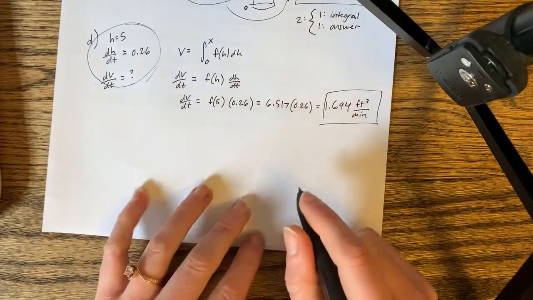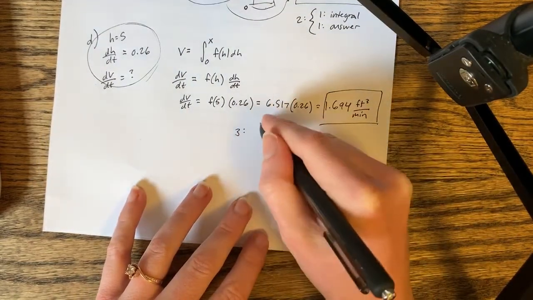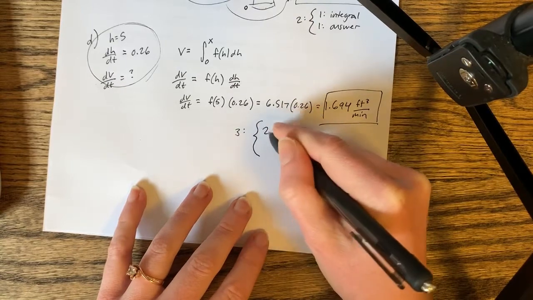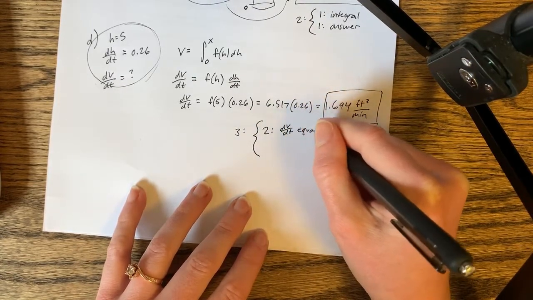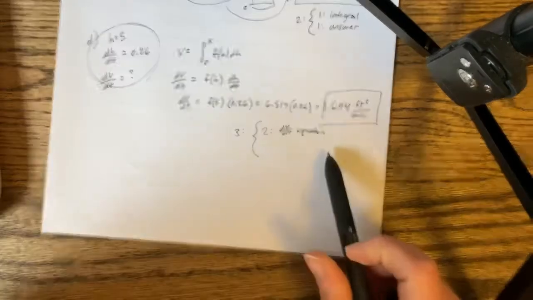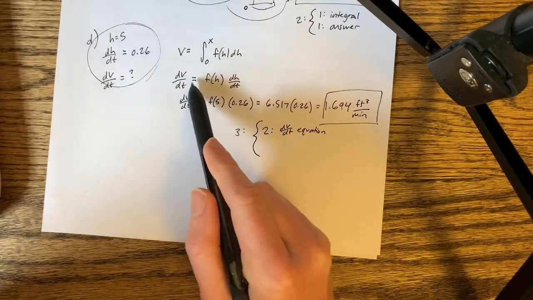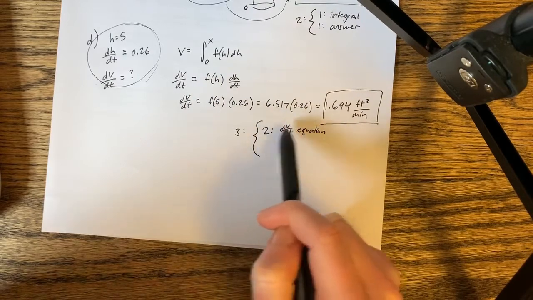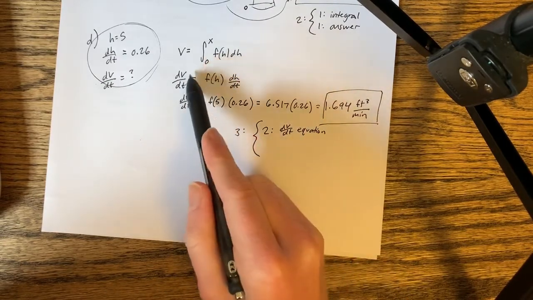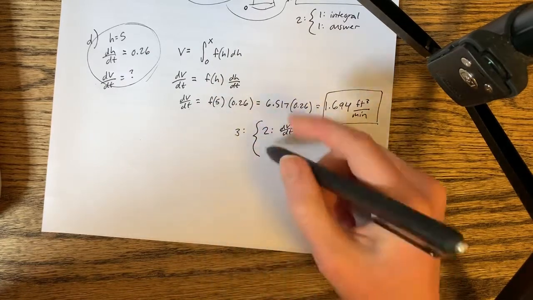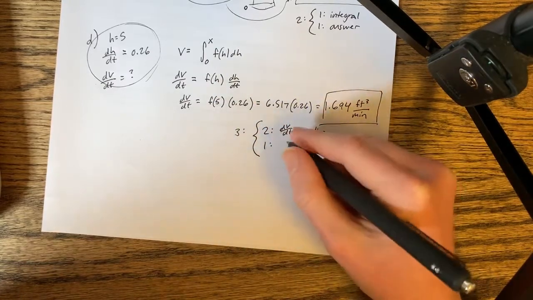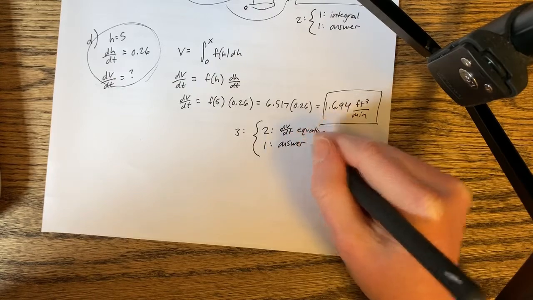Now this one was worth 3 different points, so you can score yourself. You got 2 points for having your dV/dt equation, so correctly taking the derivative of this. I do not know what partial credit was given on that, but I would imagine that there was some, maybe for getting the dH/dt or something. And then you got 1 point for having your final answer.